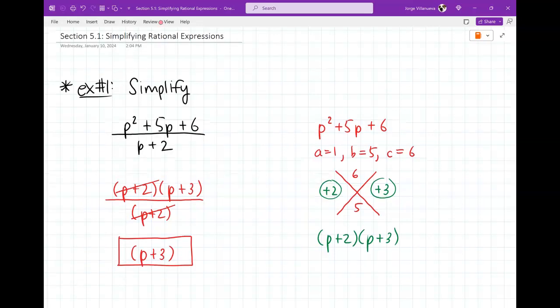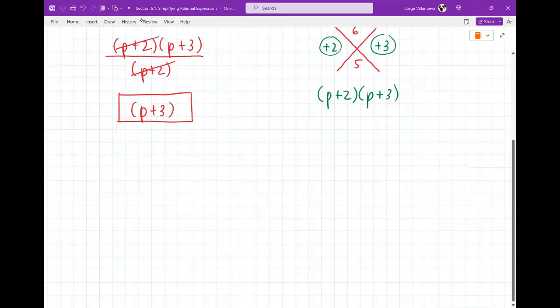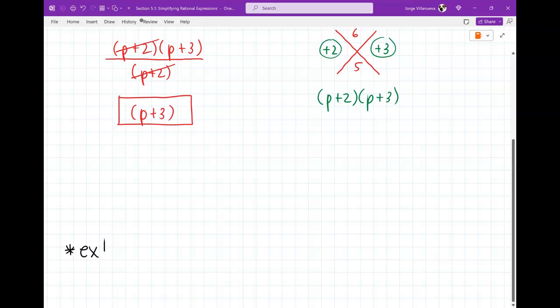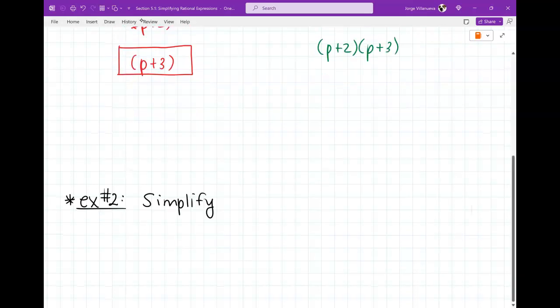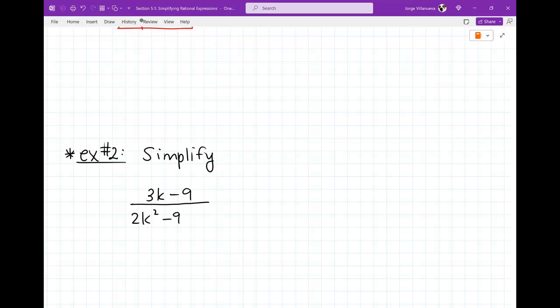Okay, so this is a homework problem, like I said. It's not necessarily impossible to do, but you are going to have to factor. Okay, so let me put example 2 here. And let me look for something that looks a little different. We're going to simplify 3k minus 9 over 2k squared minus 9k plus 9.